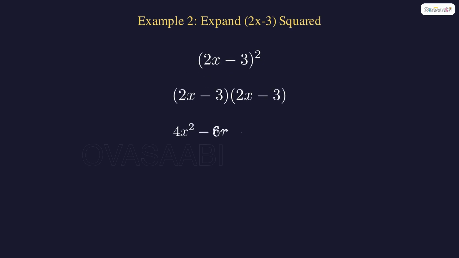Example 2. Expand 2x minus 3 squared. Write it as 2x minus 3, 2x minus 3. Multiply each pair: 4x squared minus 6x plus 9. Negative times negative gives positive 9.